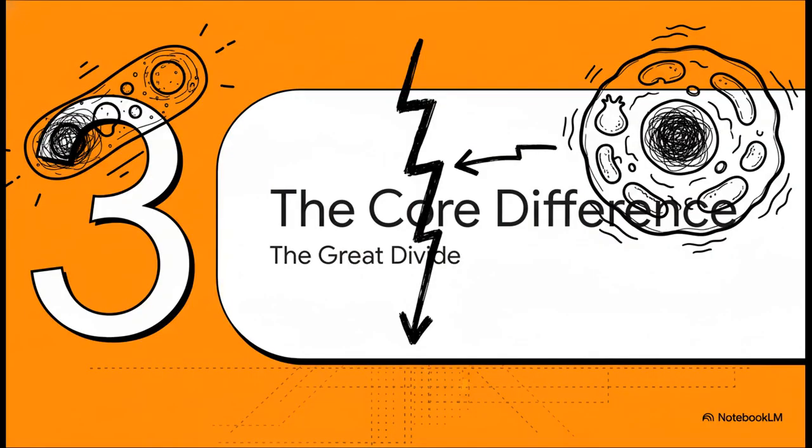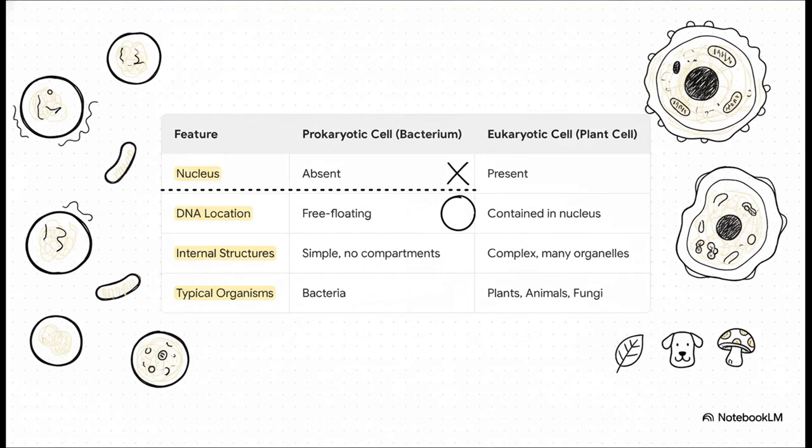Okay, so we've seen the two blueprints on their own. Now let's put them head-to-head to really, truly understand the fundamental divide between them. This is the great divide of life. This table just lays it out perfectly. Let's look at the first feature, the nucleus. In the prokaryotic cell, absent. In the eukaryotic cell, present. That single difference dictates everything else. So, the DNA location, free-floating versus safely contained inside that nucleus. The internal structures? Simple, no compartments, versus complex with tons of organelles. And all this leads to the kinds of organisms they build. Prokaryotes build bacteria, while eukaryotes build, well, pretty much everything else you can see.